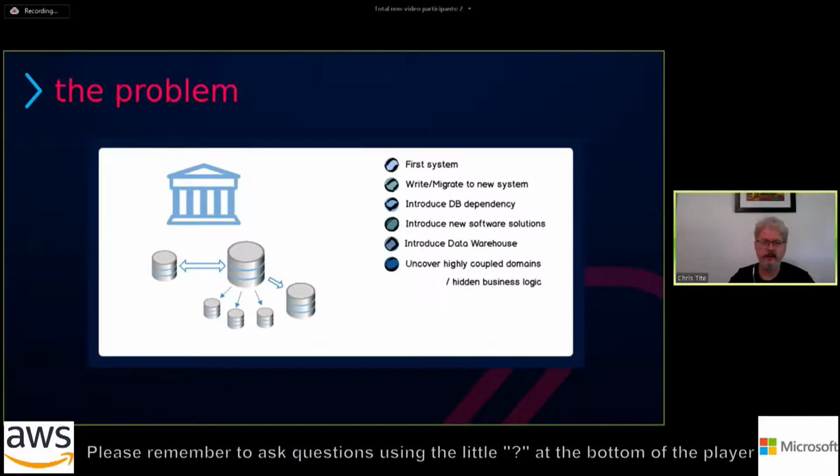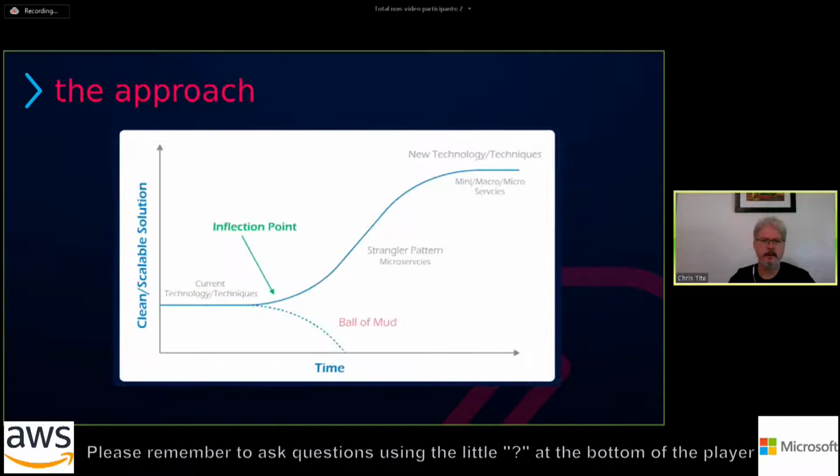Now, these applications are still great. They still serve the business need, but they need to be able to move their architecture from one point to the next. And this is part of the conversation that we're going to have today. How do we move these architectures? So the approach is going to be, if you have a look at this graph, we have a clean, scalable solution on the vertical, and we have time on the horizontal. And if you have a look at this point, you can see my mouse, we generally start with our systems. We have current technology and techniques.